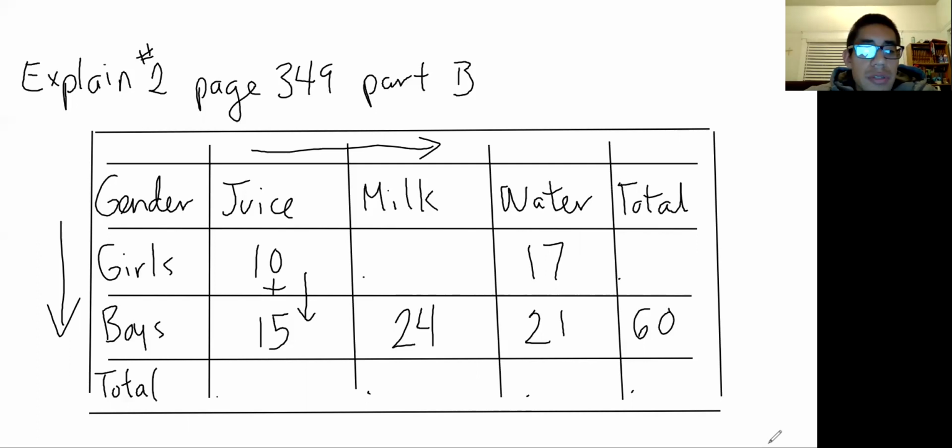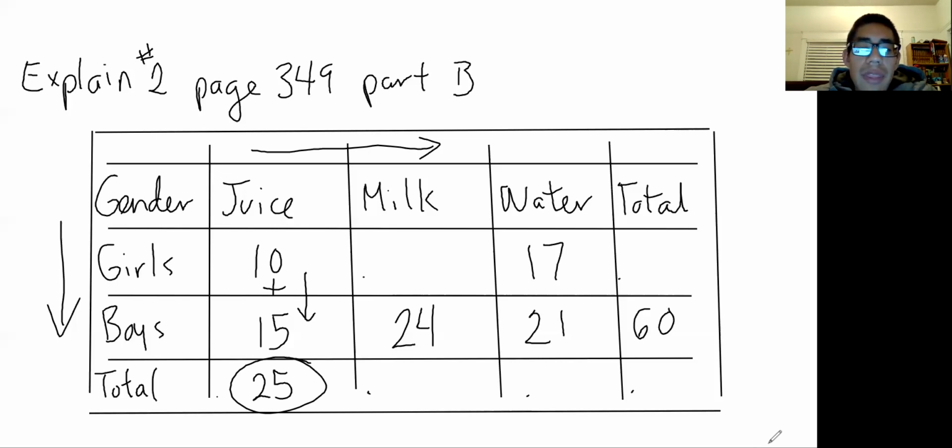So juice is 10. 10 girls prefer juice. 15 boys prefer juice as their favorite thing to drink. So if I add them together, I can get my total down here. So this should be 25. And that's how he filled in that number. You're just going to add it. This is like a puzzle that you're going to have to figure out. But you're going to have to go in a specific order, only the ones that are done first. So for example, these, they have both numbers, do those first.